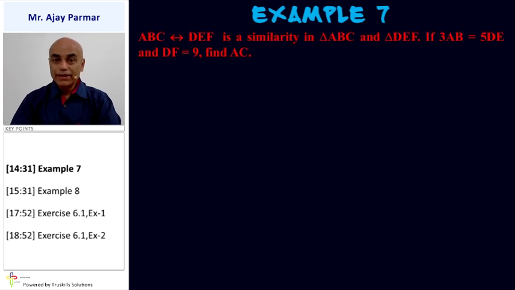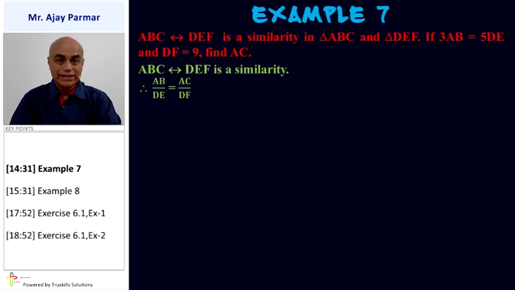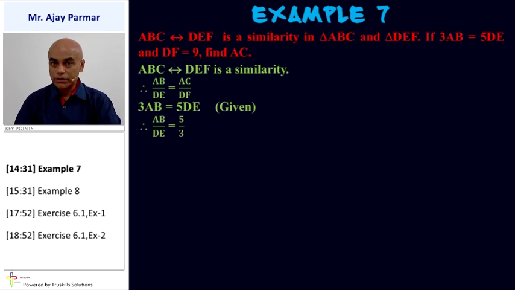ABC corresponds to DEF is a similarity for the given triangles. 3AB is equal to 5DE, that is one of the data. DF is given to be 9. We are expected to find out the value of AC. Now over here we know that ABC corresponds to DEF is a similarity. That means AB upon DE is equal to AC upon DF. We know that the sides have to be in proportion. But 3AB is equal to 5DE, and therefore AB upon DE is 5 upon 3.